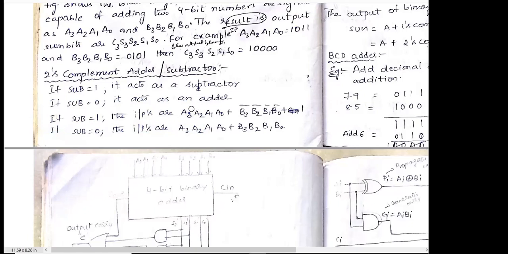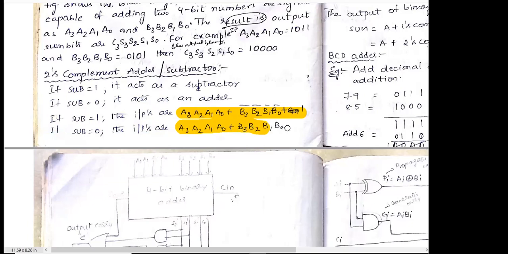If subtract equals 1, A3, A2, A1, A0 is added with the complement of B plus 1. That is, it is performing the 2's complement subtraction. That's A3, A2, A1, A0 added with B3, B2, B1, B0 bar plus 1. If subtract input equals 0, it is performing the 4-bit parallel binary addition.